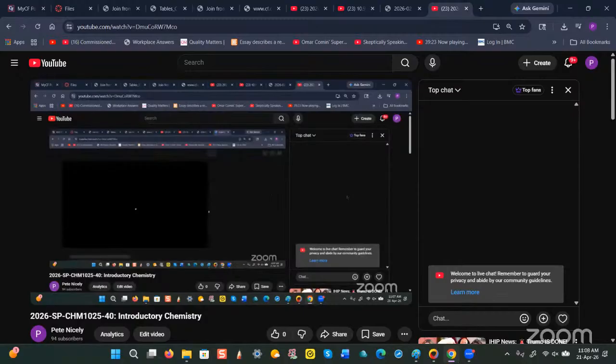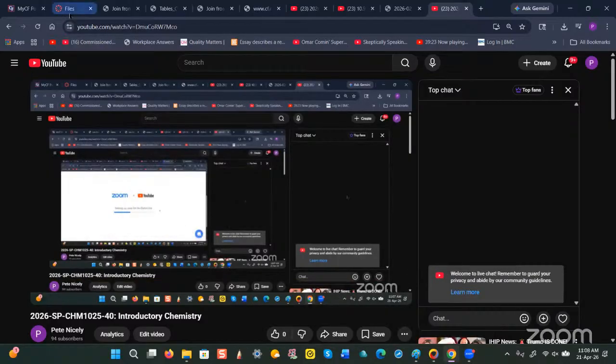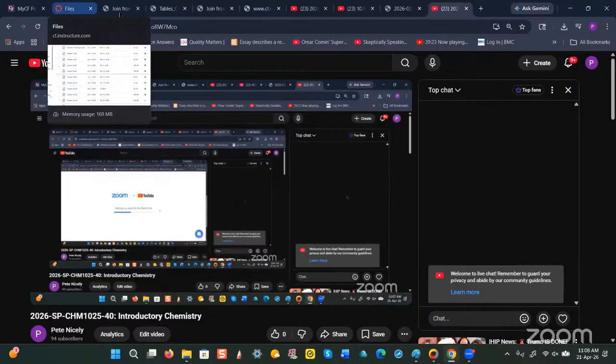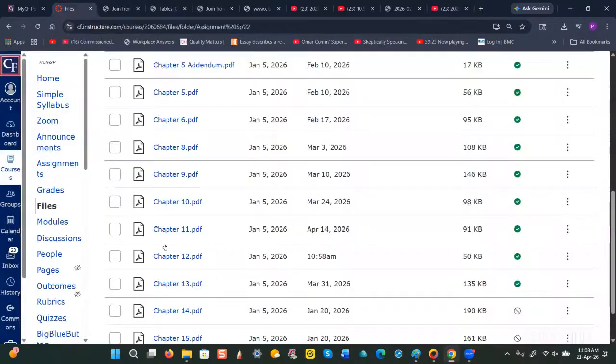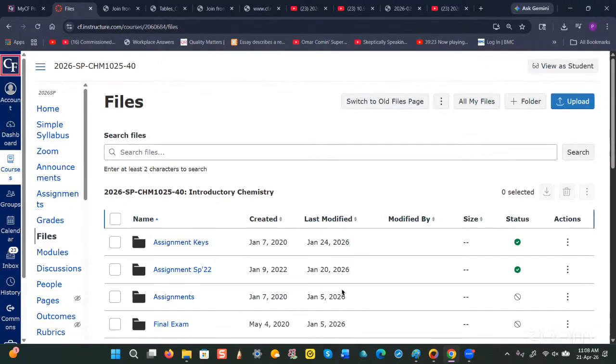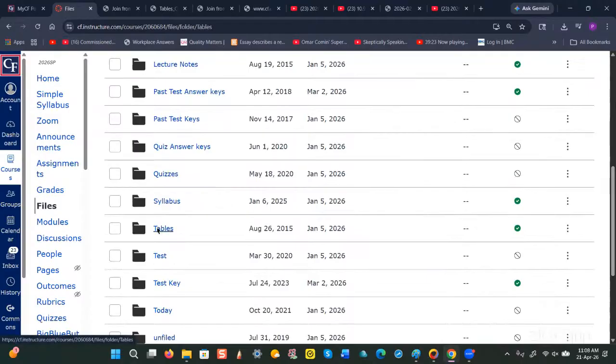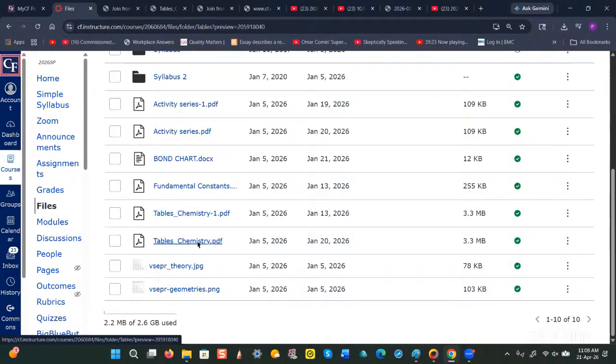And a Nobel Prize winning chemist by the name of Linus Pauling did some calculations and came up with a table of electronegativity values, which is given in the packet that I posted in campus. Let me show you what I'm talking about. And I think it's the very last page.